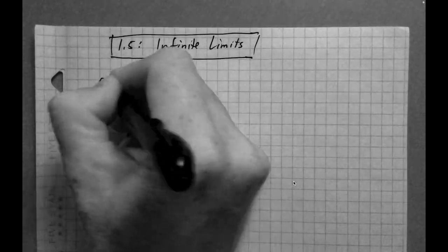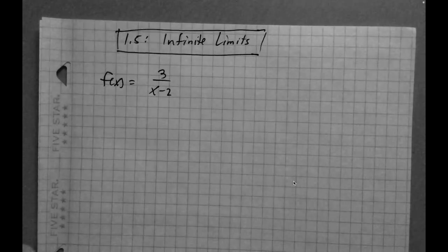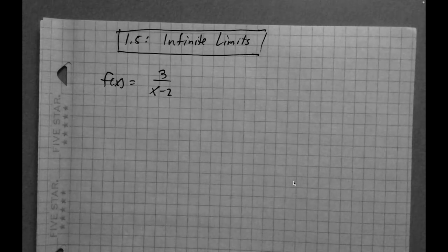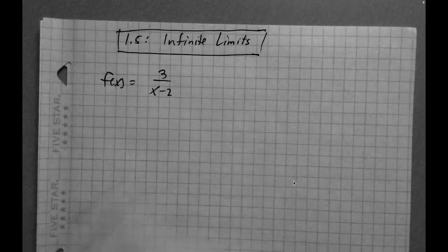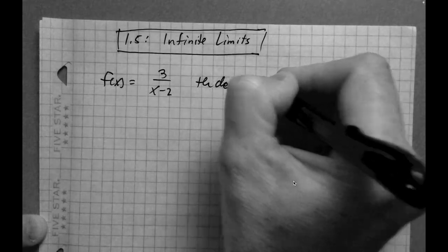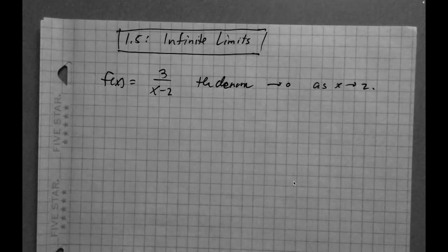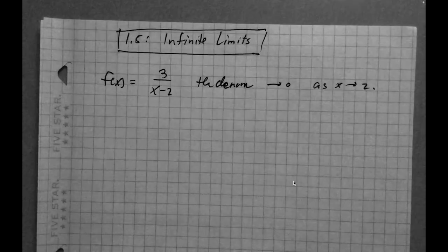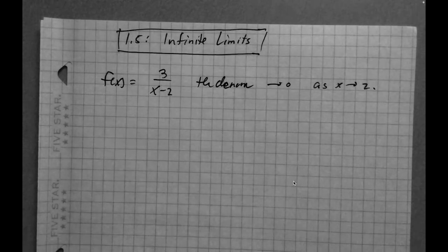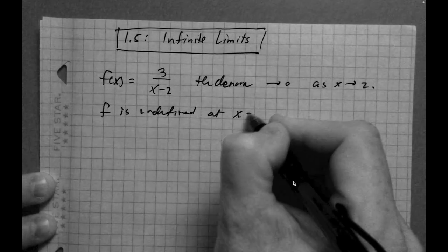But let's start with a motivating example. Let's consider the function f of x equals 3 over x minus 2. Obviously we can see this is a rational function and it's going to have a problem in the denominator as x approaches 2. The denominator goes to 0 as x goes to 2, and so obviously the function is undefined at x equals 2.